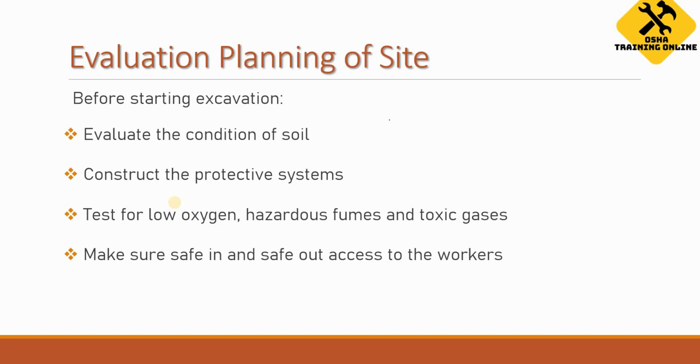You must test for low oxygen, hazardous fumes, and toxic gases. Low oxygen is dangerous. Hazardous fumes may be dangerous for the worker. Toxic gases may be inhaled. So all of these things should be checked before the start of the excavation, and it is done through specific electrical devices by specific people in safety work. Make sure of safe in and safe out access for the worker. The access and egress, or coming in and coming out of the excavation, should be made easy, and the worker should be able to come in and come out. These are some of the planning and precautions which we have to take before the start of the excavation.